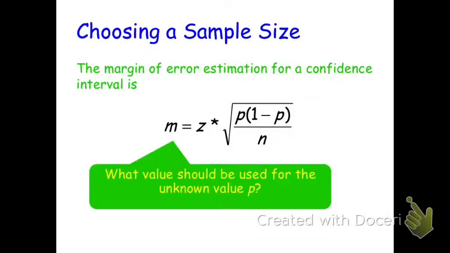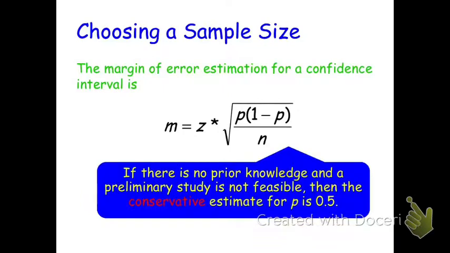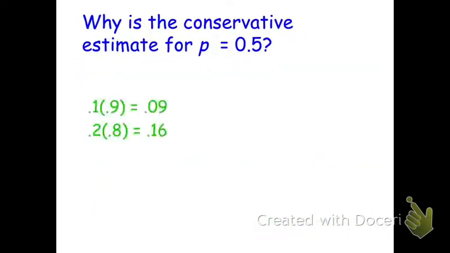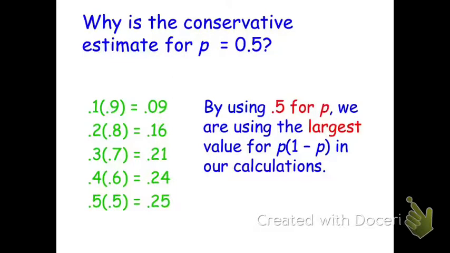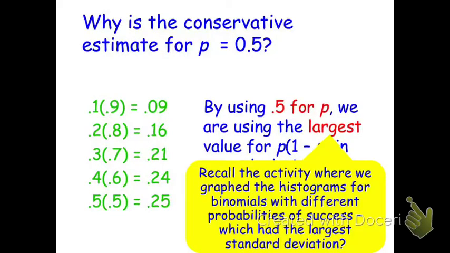So the conservative estimate is 0.5. And so here's kind of a proof of why, like I said earlier, the largest possible combination of P times 1 minus P is 0.25. So that's why we use 0.5.